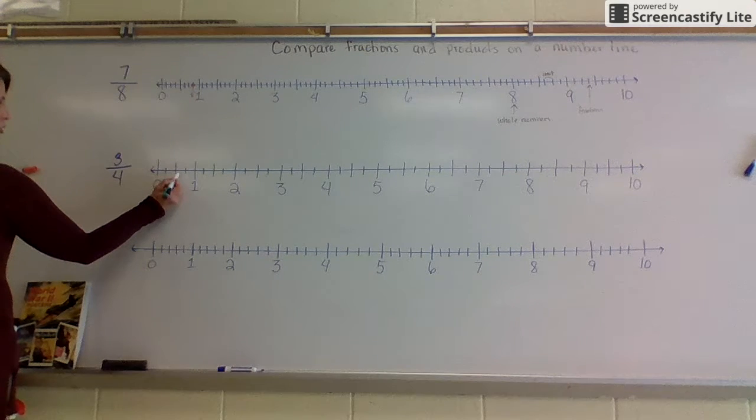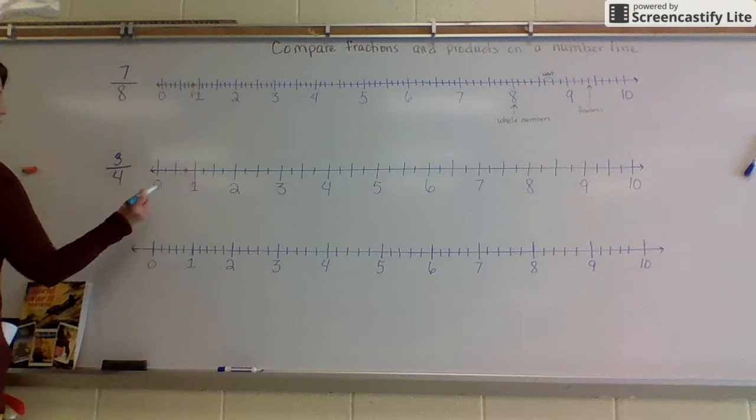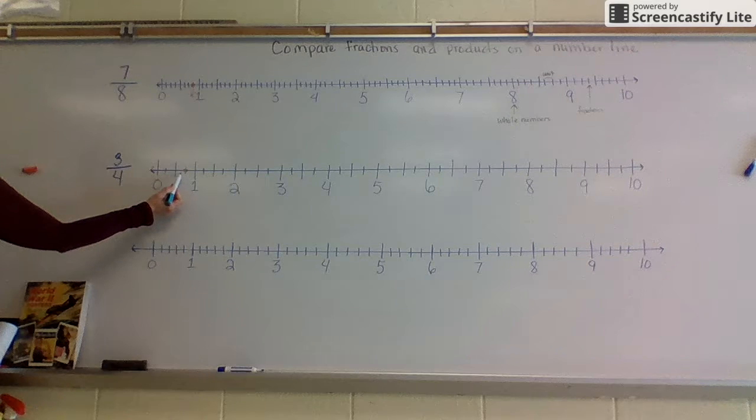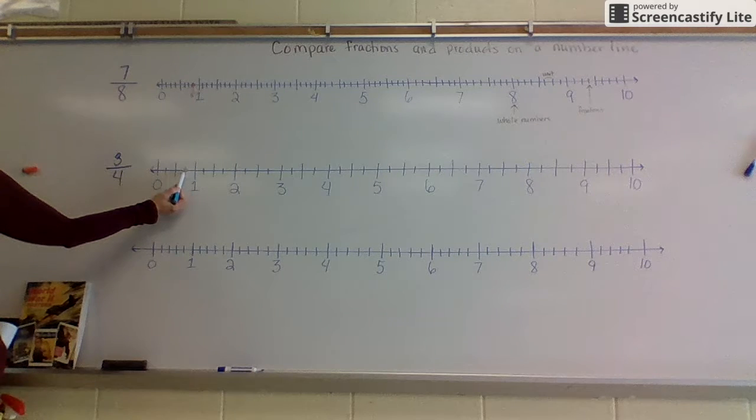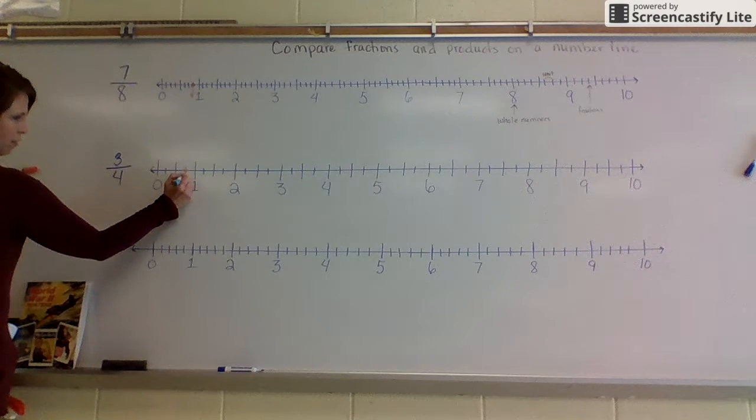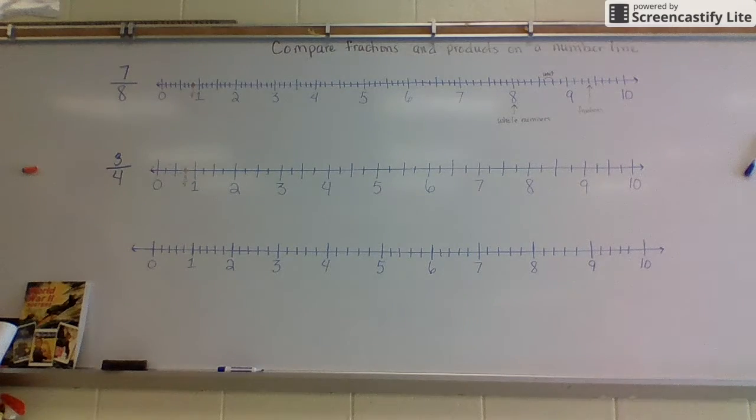I'm going to go 1, 2, 3. There it is. Notice if I count my units, 1, 2, 3, then I mark the tick mark right behind it, right? I can count my tick marks, 1, 2, 3. It takes me to the same place. And we always want to label that 3/4.